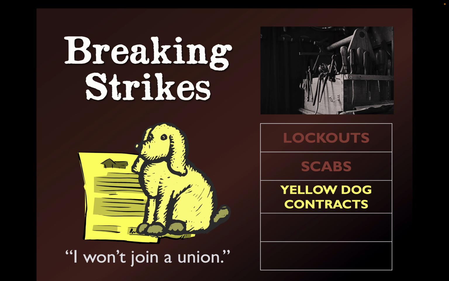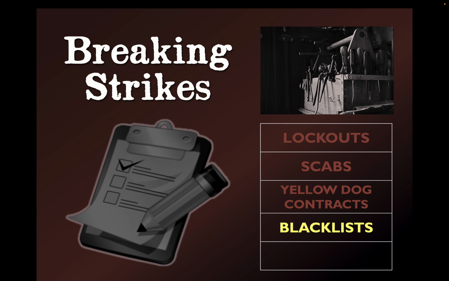Then there are yellow dog contracts. This is like a preemptive thing, not a reactive thing. The company is trying to get workers to not join a union. Blacklists. I'm sure you've heard that term before. If you are on the blacklist, that means you're not getting in. You're not going to be allowed to work in the industry that you have skills for.